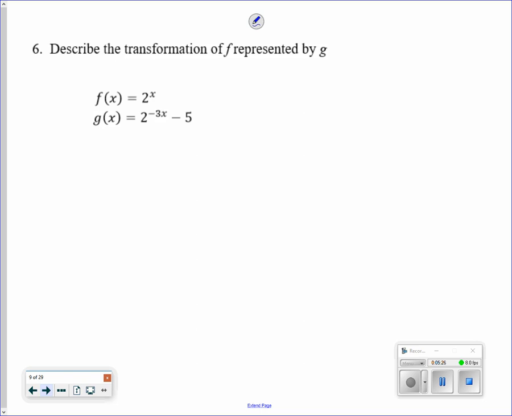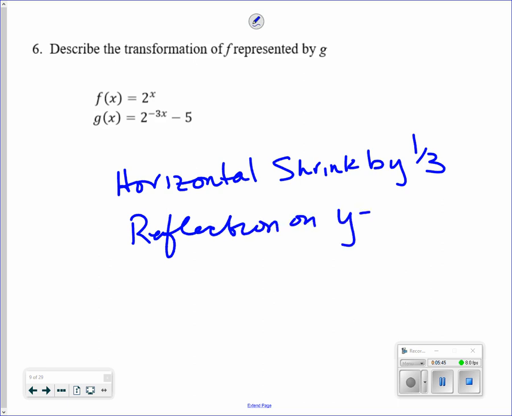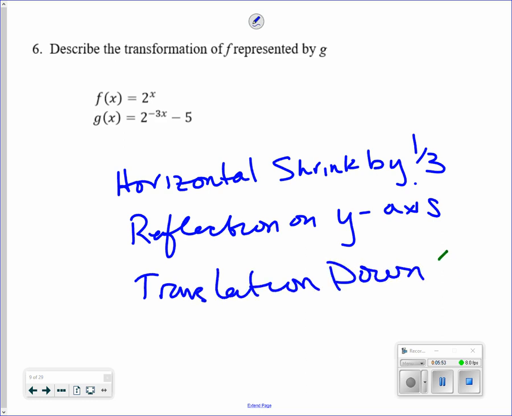Transformations, describing what's happening. Notice going from x to negative 3x, which means you're replacing x with negative 3x, so we got a horizontal shrink by a third and a reflection on the y-axis. The minus 5 means that's a translation down 5.